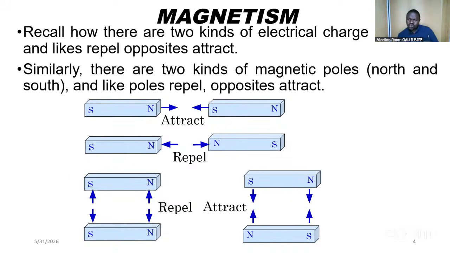So instead of putting plus and negative, let's just say we have north and south. When I was still very young, I don't know, maybe you have done the same thing before, I remember that we brought two magnets together. When you try to bring two magnets together, you will see them repelling.